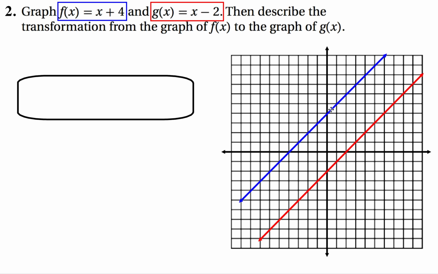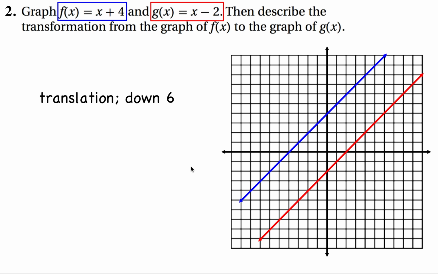So if we start with the blue line, how do we get to the red line? Well, we have to go down 6 units. So that's a translation, and it's down 6 units.